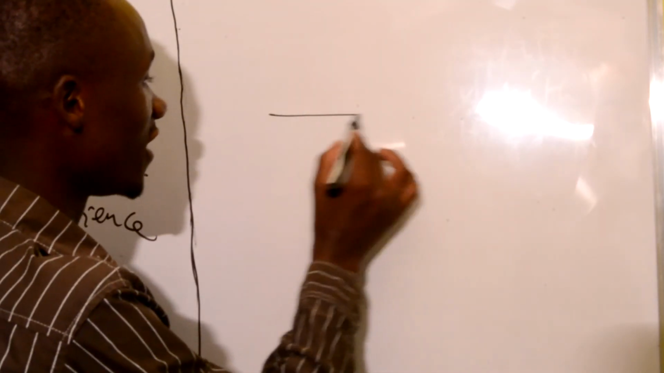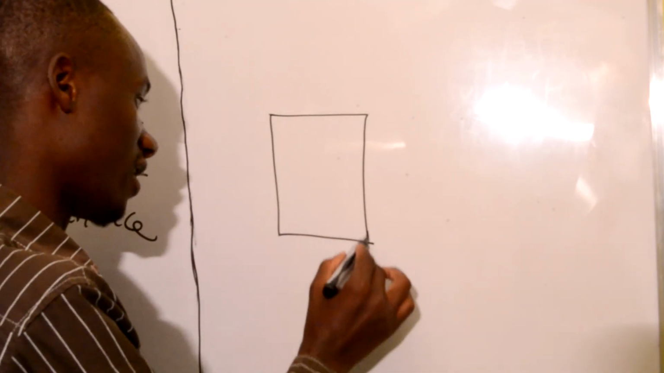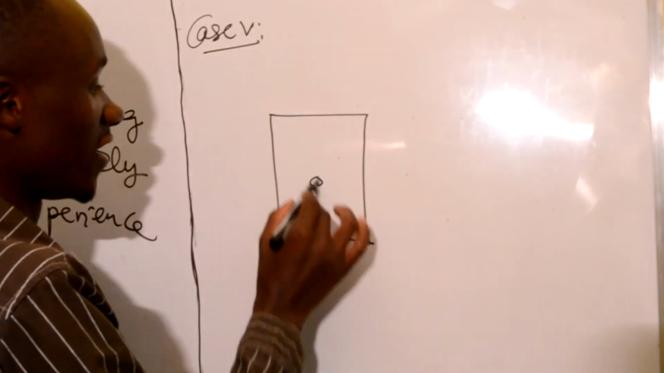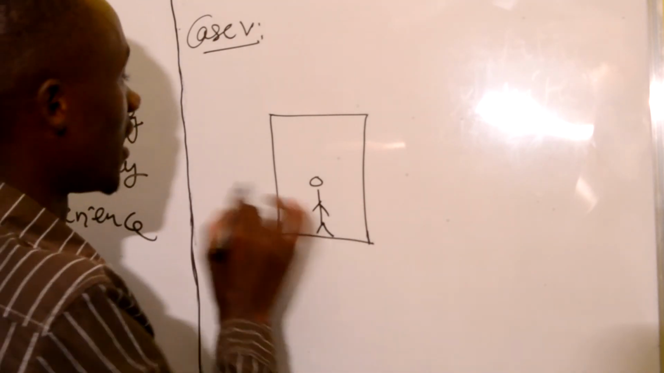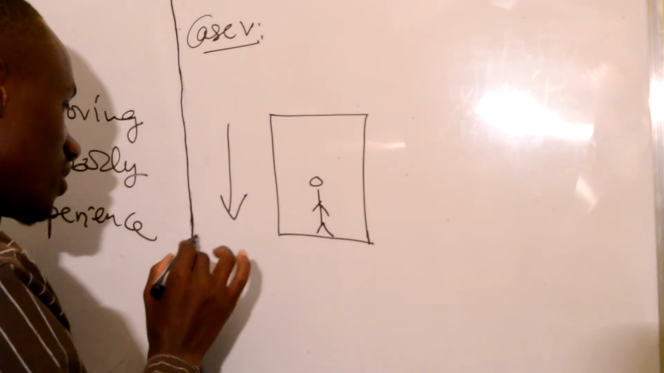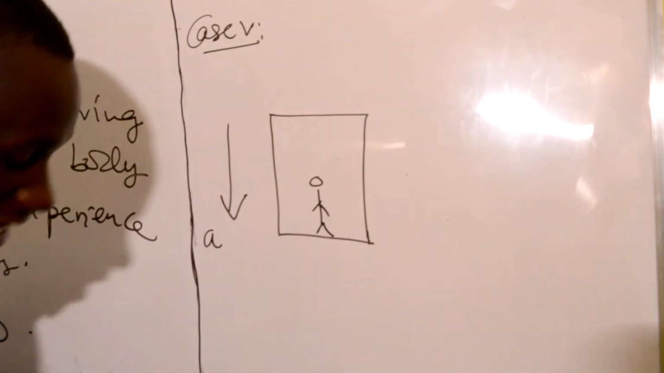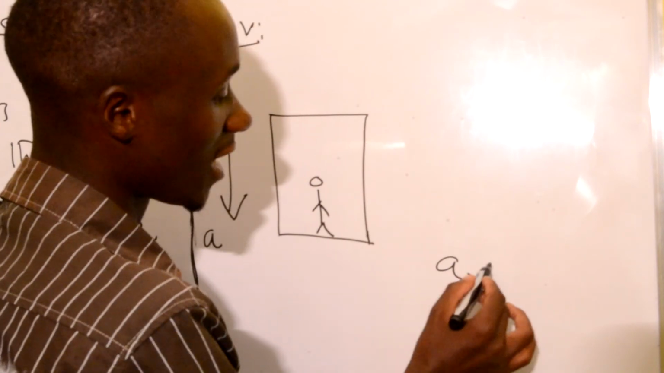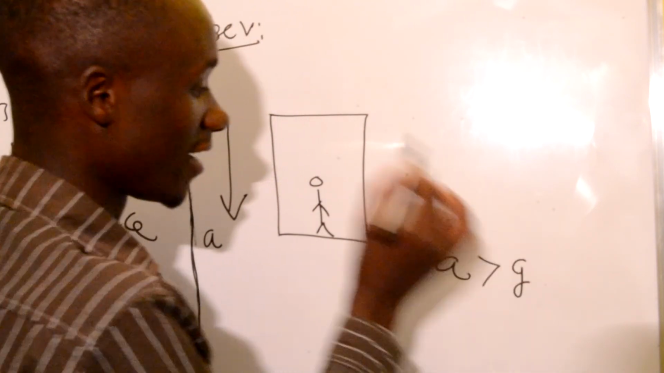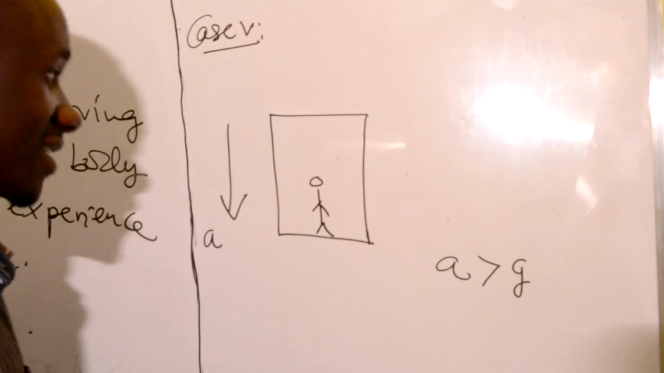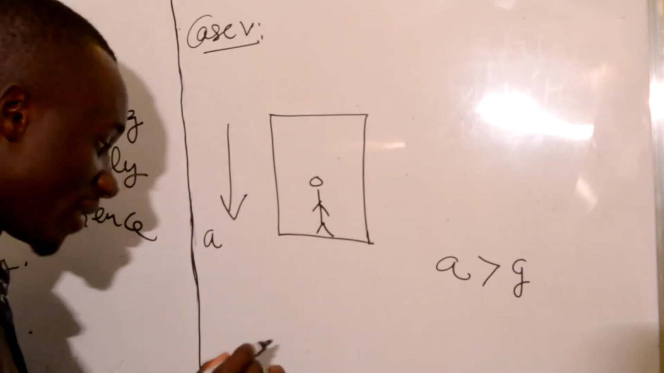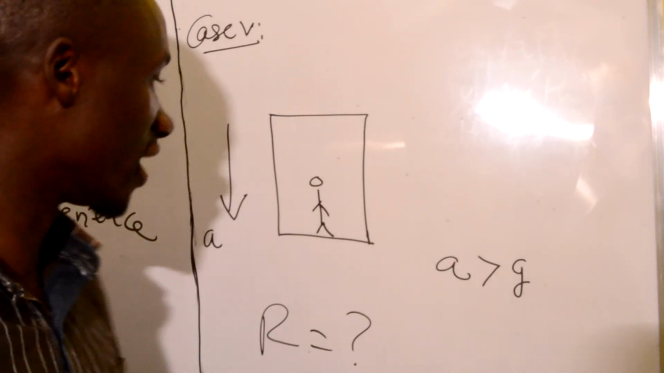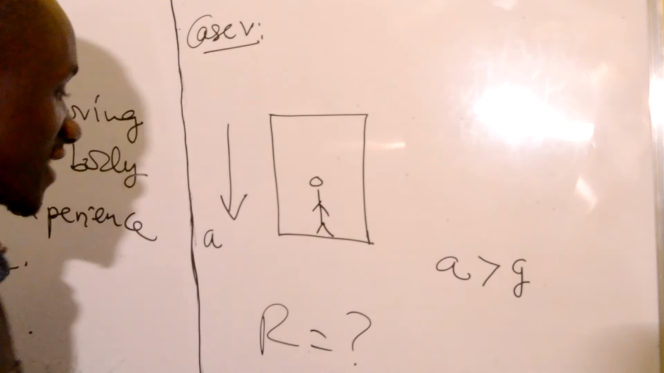Now, suppose, case 5, suppose the elevator is descending with an acceleration a, and the acceleration of the elevator is greater than acceleration due to gravity. Now, what happens to the apparent weight of the body inside it?